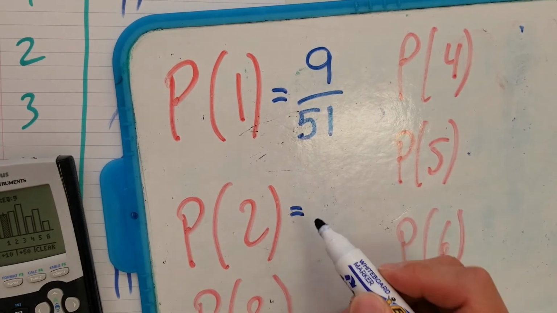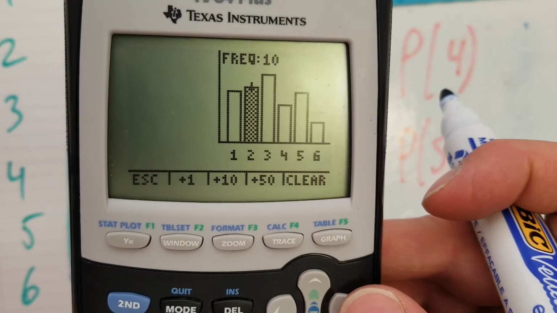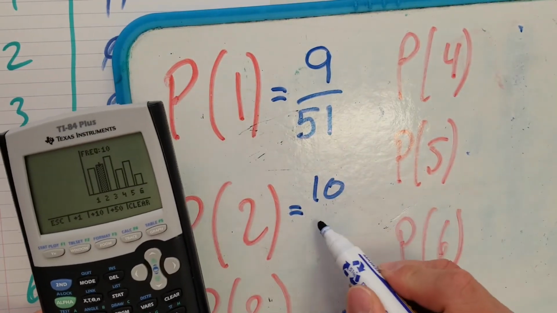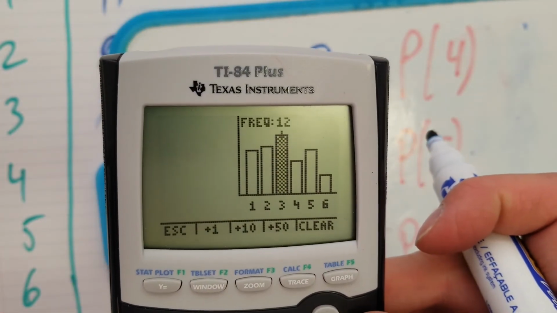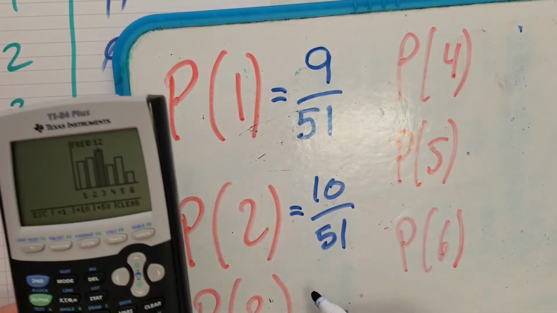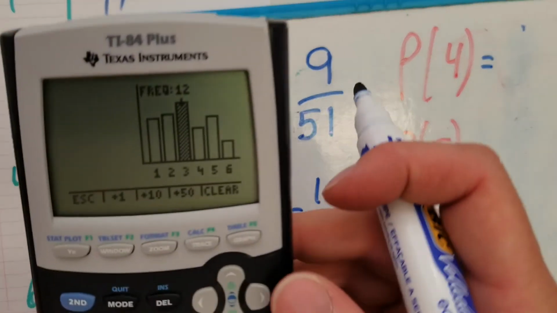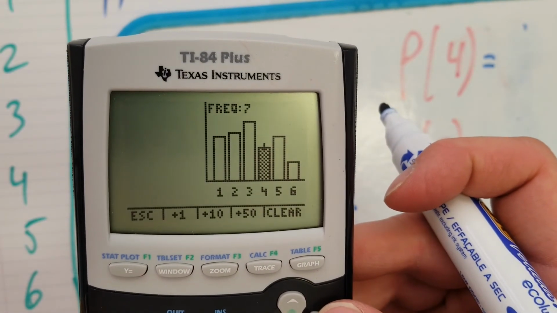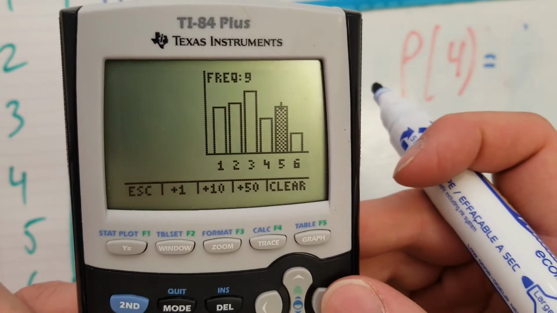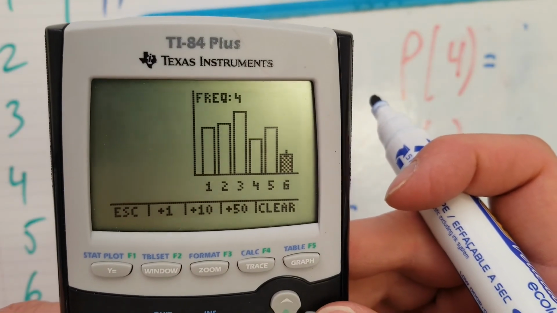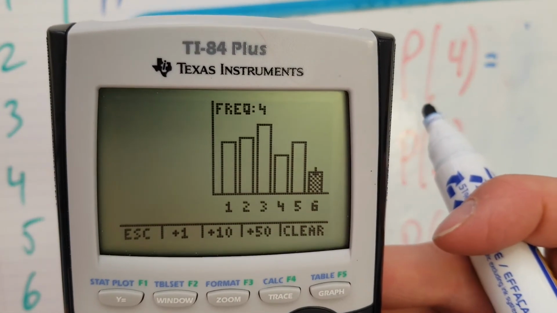Okay? How about the probability of getting a 2? Well, we can have a look here. I'll go over one. So we got it 10 out of 51 times. 10 out of 51. Okay, and we got a 12 out of 51. And we got a 4, 7 out of 51, 9 out of 51, and 4 out of 51. We got a 6. Okay, so that's experimental probability.